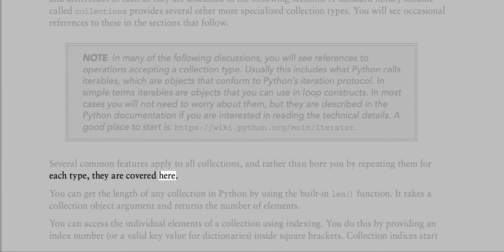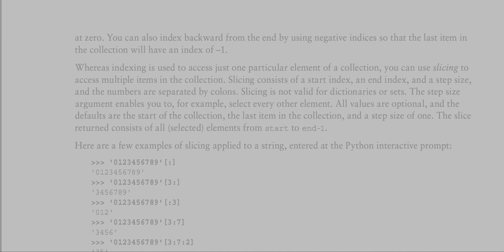Several common features apply to all collections, and rather than bore you by repeating them for each type, they are covered here. You can get the length of any collection in Python by using the built-in len function. It takes a collection object argument and returns the number of elements. You can access the individual elements of a collection using indexing. You do this by providing an index number, or a valid key value for dictionaries, inside square brackets. Collection indices start at 0. You can also index backward from the end by using negative indices, so that the last item in the collection will have an index of -1.